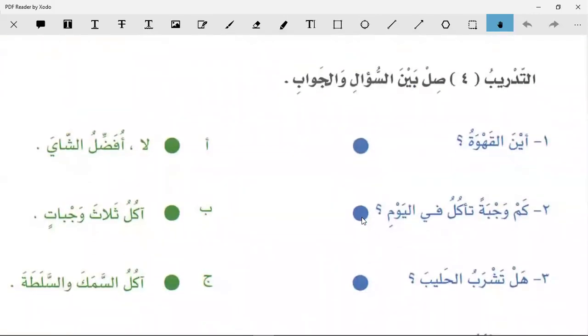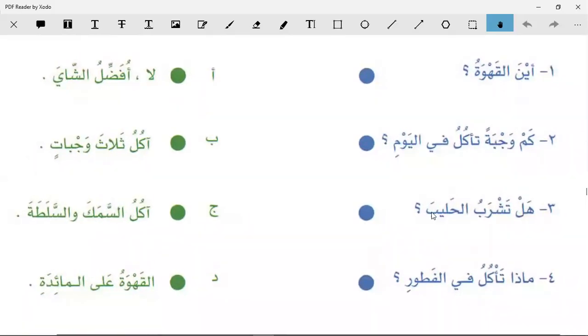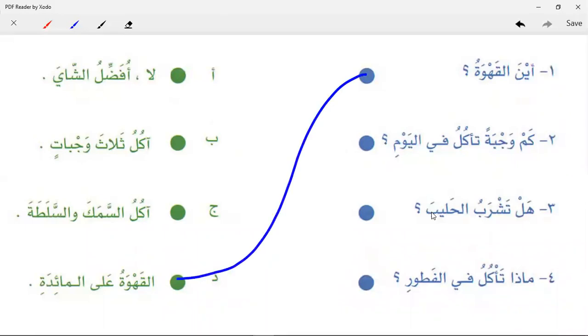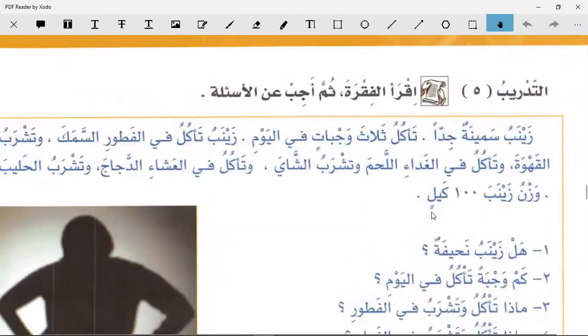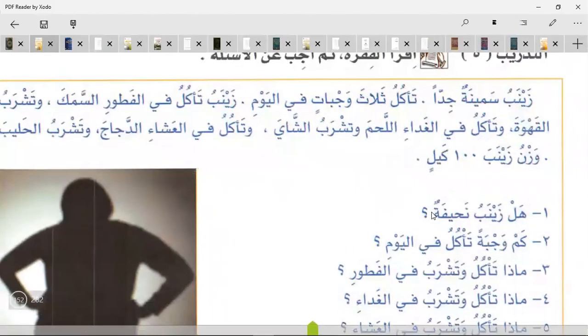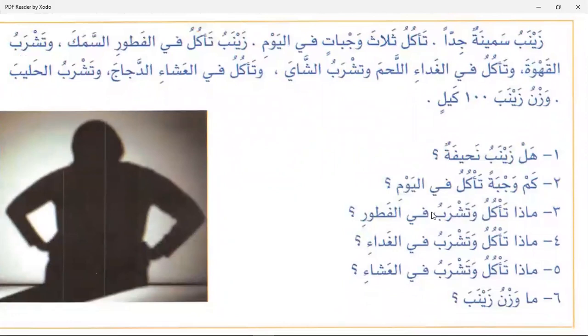Then again, sil bayna suwali wal jawabi, he is asking you to join the question with the answer. So ayna al-kahwa, al-kahwa al-maida. In this way, you will join them. This is also your homework. Exercise five: read the paragraph, then answer the questions. He is asking you to read the paragraph, then answer the question. Who wants to read? Raise your hand. Okay. Miss Tahseen will read the paragraph and Miss Reena will answer these questions.